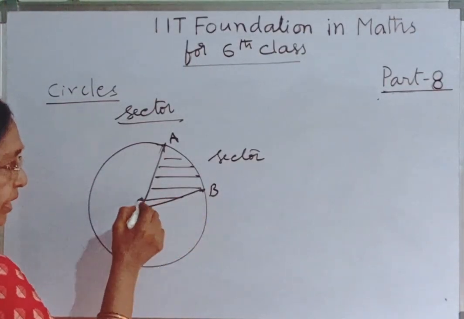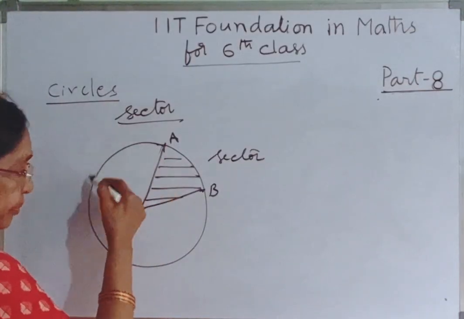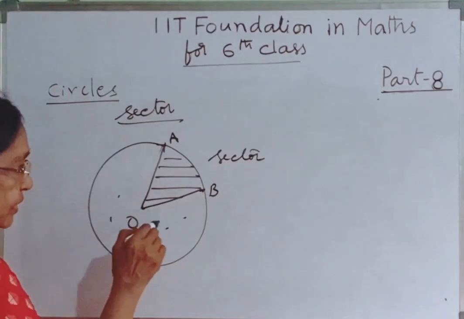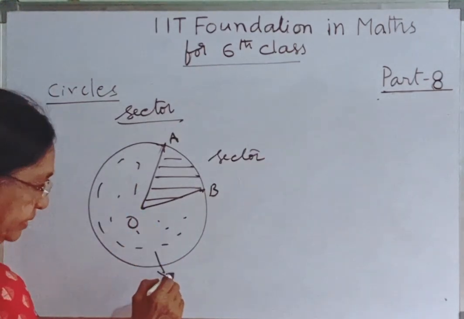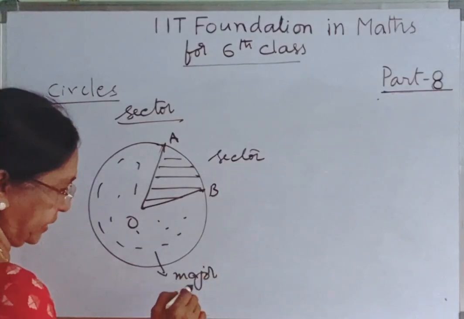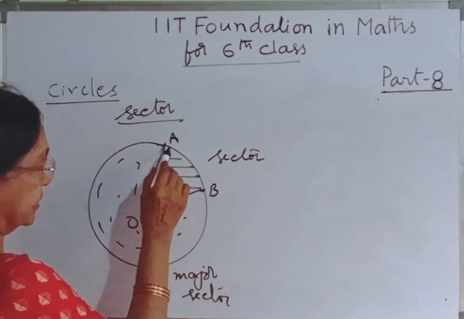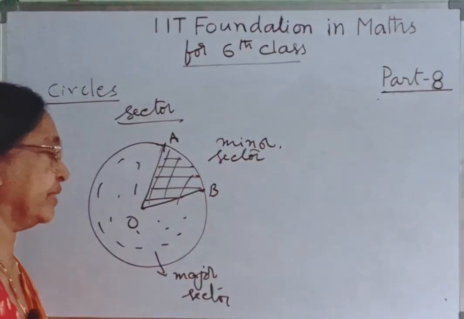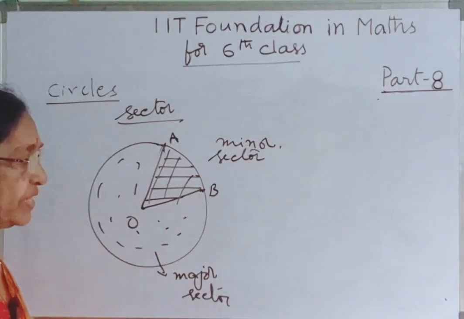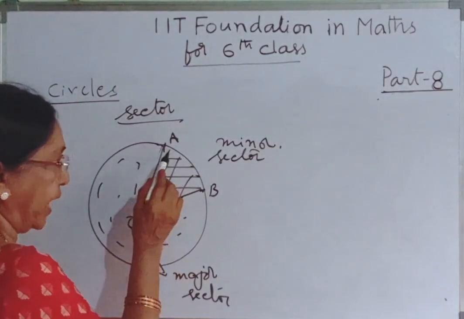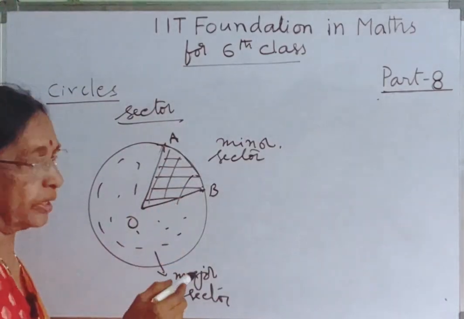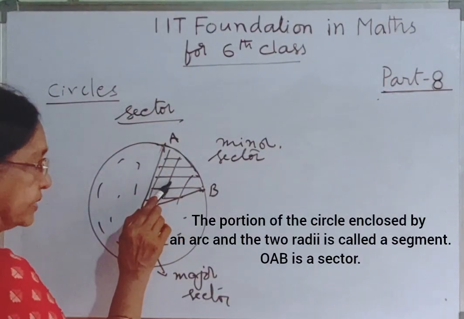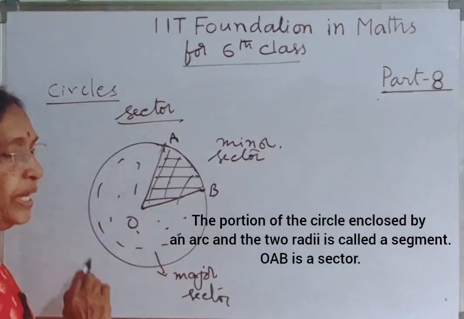So the area enclosed by the radii and the major arc is also a sector, and it is called the major sector. And this is called the minor sector. So a sector is an area or a portion of the circle enclosed by the two radii and the arc, either minor or major. If it is a minor arc, it is a minor sector. If it is a major arc, it is a major sector.